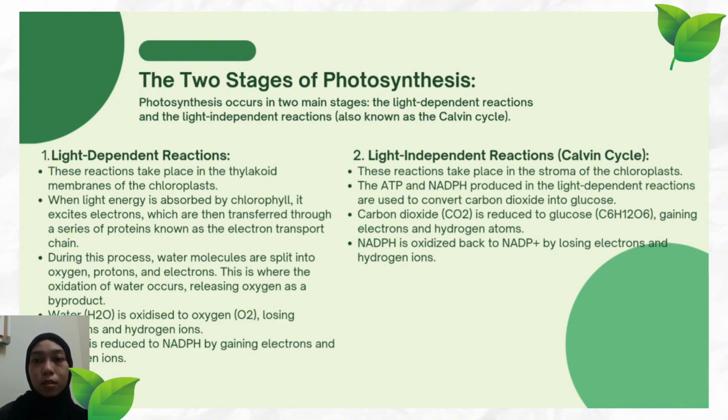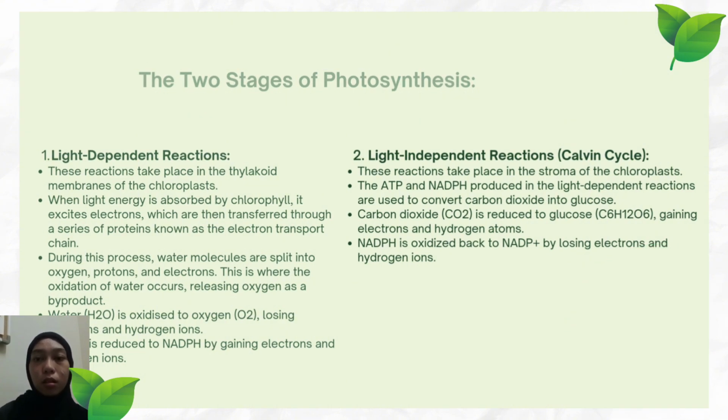Next, light-independent reactions, or Calvin cycle. These reactions take place in the stroma of the chloroplast. NADPH produced in the light-dependent reactions is used to convert carbon dioxide into glucose. Carbon dioxide, CO2, is reduced to glucose, C6H12O6, gaining electrons and hydrogen atoms. NADPH is oxidized back to NADP+ by losing electrons and hydrogen ions.